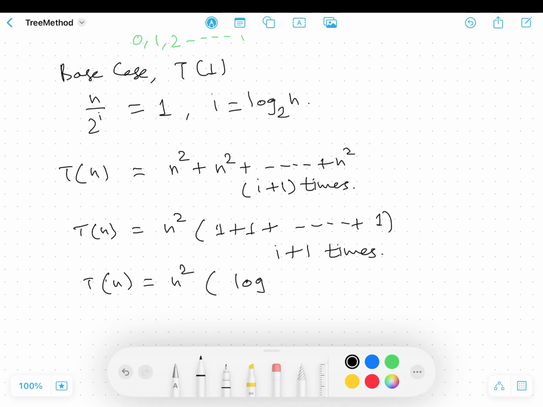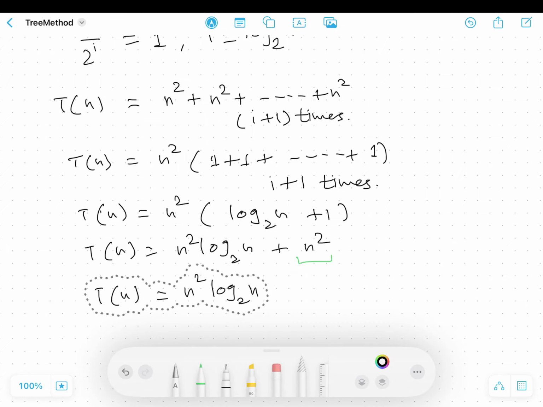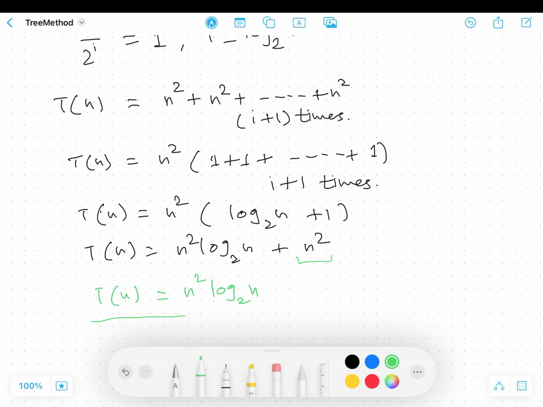So this will be, or, right, discarding the lower value, we get our solution to the recurrence. This is our final solution.